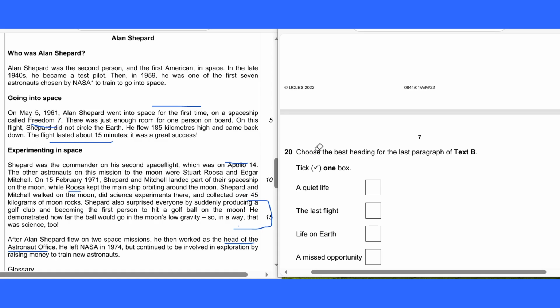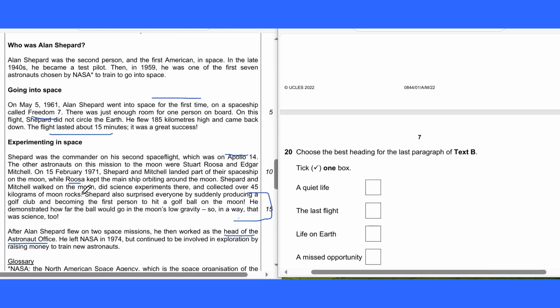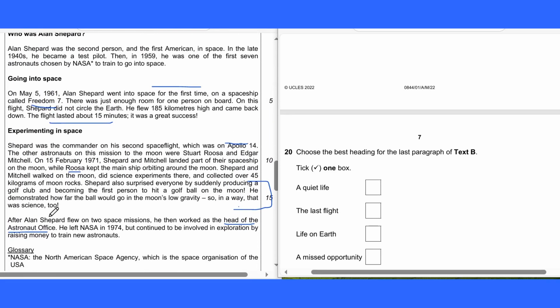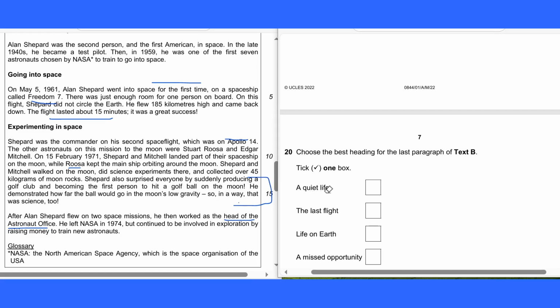Well, question 20, choose the best heading for the last paragraph of text B. Here the best heading. So tick one box. Is it a quiet life, the last flight, life on Earth, or a missed opportunity? 10 seconds.